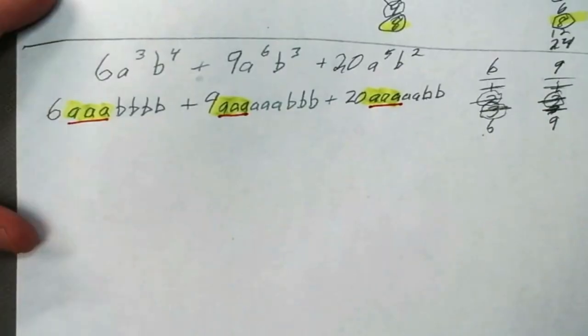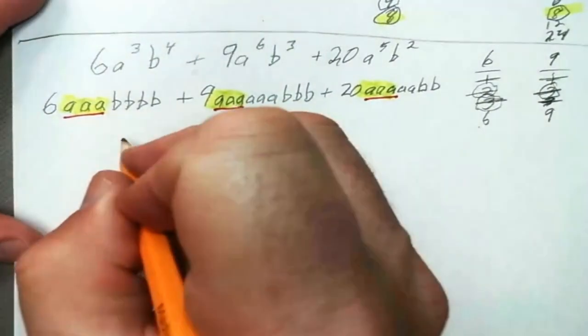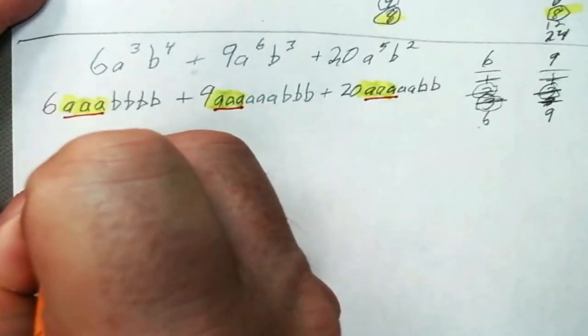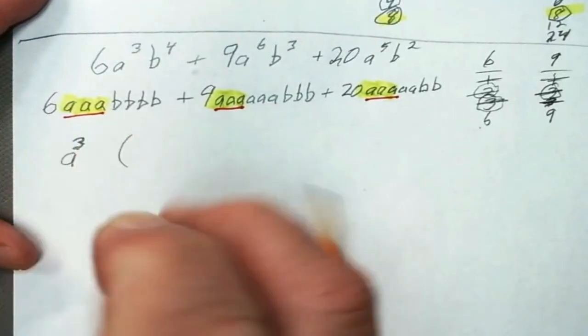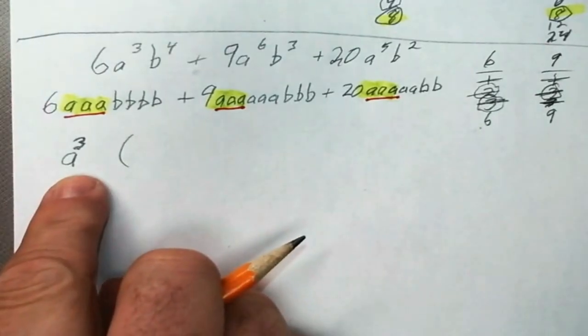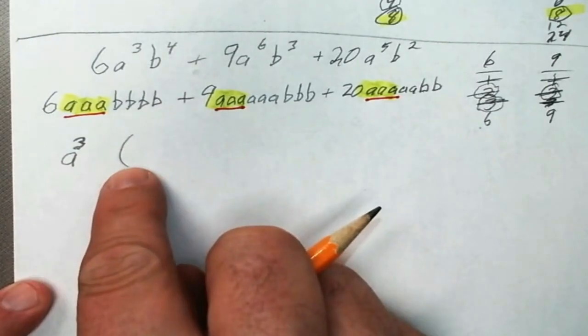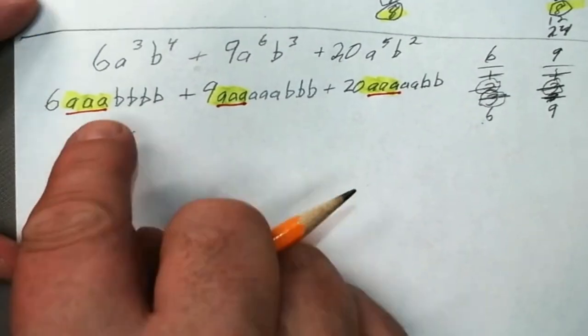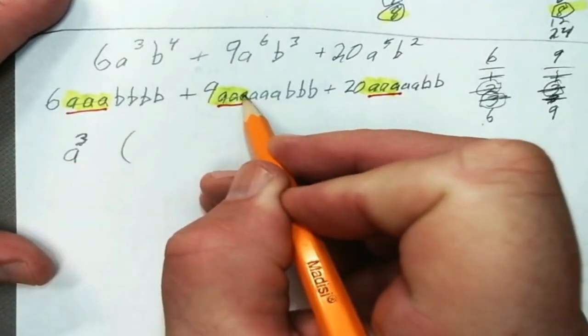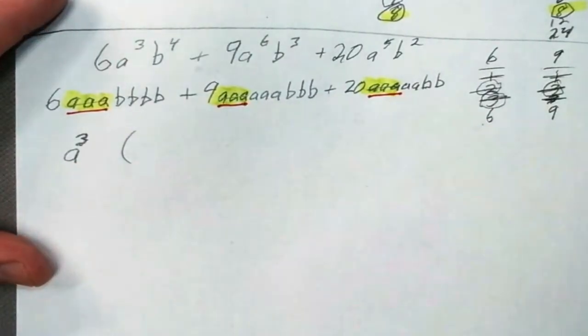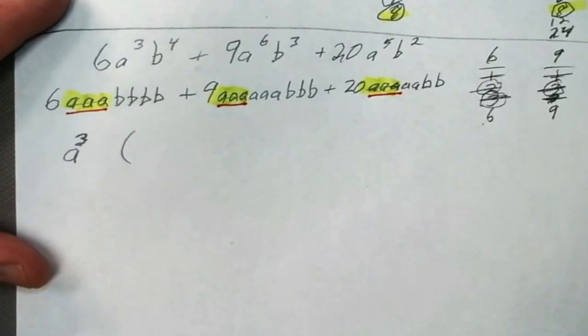So when we start writing our factored form, I can pull a to the third out as a greatest common factor because they all have this in common. So it's going to be pulled out. I'm going to put a parentheses, and this is going to come out to the front. So these are being pulled out. Let's scratch those off.